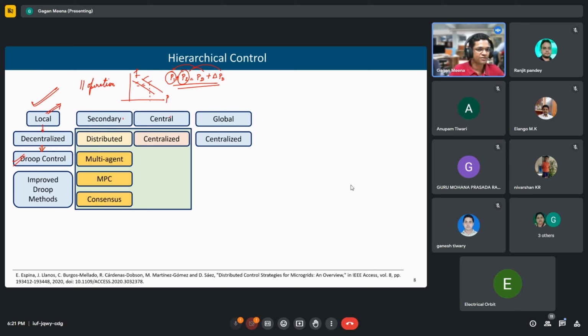Then the secondary control is there. It can be distributed, and a centralized scheme is also possible. Both types of schemes are possible for the secondary and central level. Global is always centralized. So there are three kinds of control schemes: one is centralized, and then you can start with decentralized, and the last is distributed.